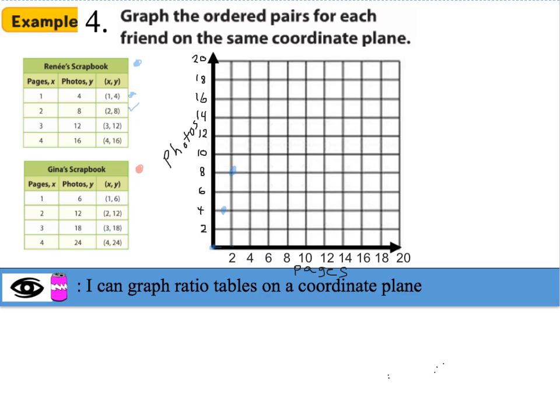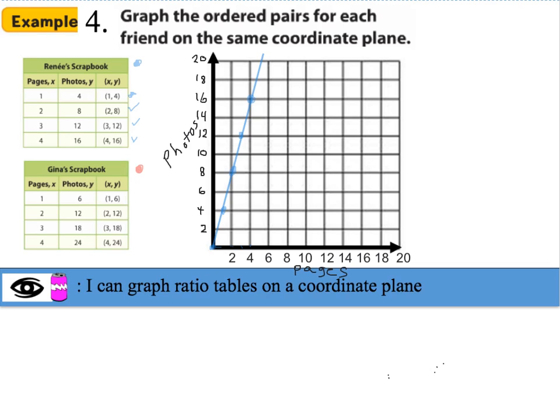I notice that 3 would be in between 2 and 4 right here. Then I'm going to go up to 12. So my ordered pair would be right here. So I've just graphed 3, 12, and the last one would be 4, 16. So start at 0, 0, jump to 4 on the x-axis, and go up to 16 on my y-axis. So my point would be right here. So I've just graphed 4, 16. Notice I can connect all the blue dots on one single line.